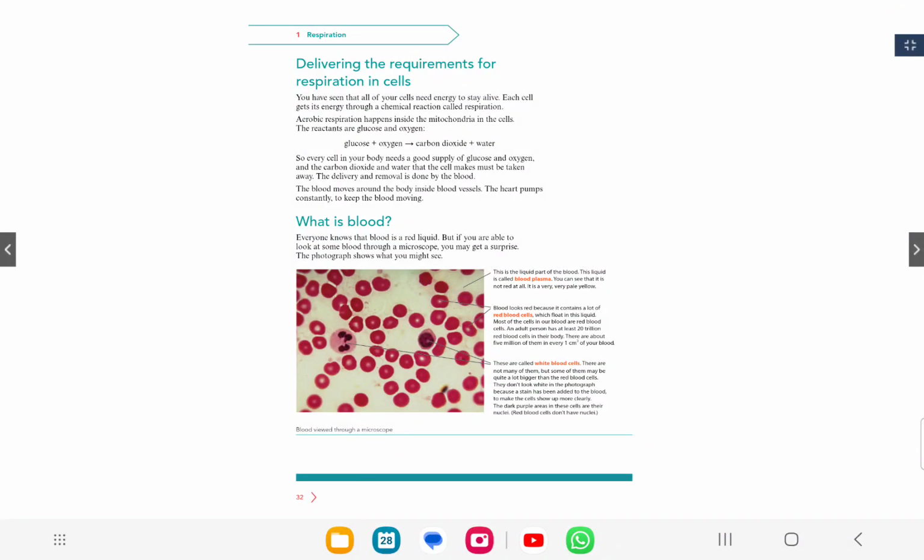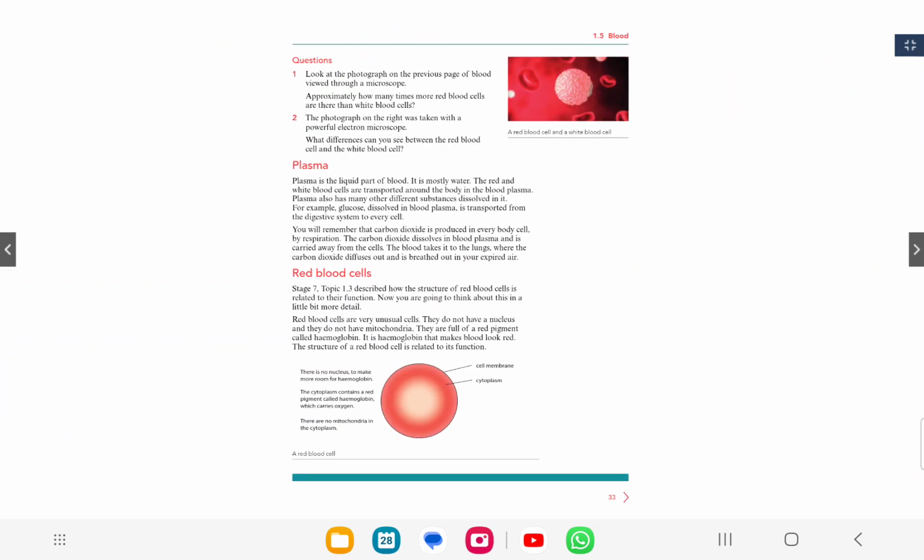So last time we left off at delivering the requirements for respiration in cells and what is blood. And this time we're going to read plasma and red blood cells and also solve these questions. So first let's start with plasma.